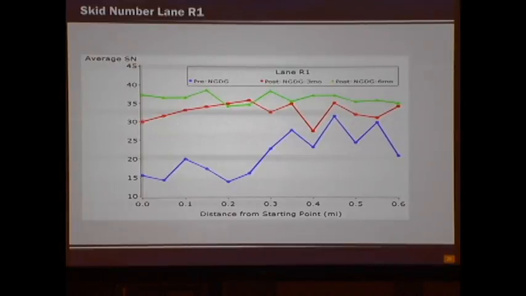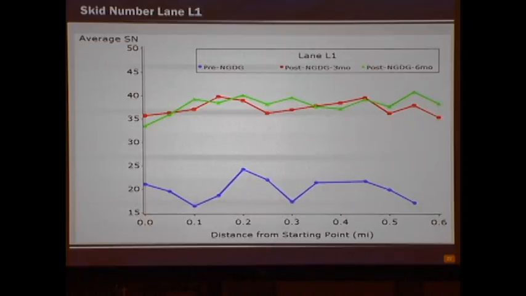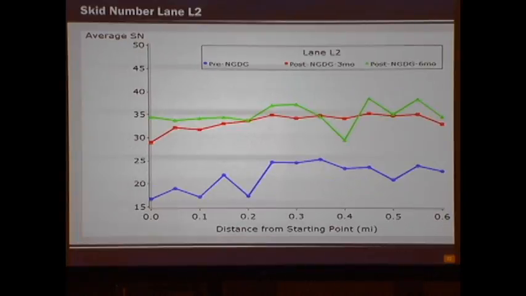The blue line, what you see, is the pre-next generation diamond grinding, and the skid number averages around 20. At 3 months and 6 months, it increases almost double in this instance, which is huge. So the increase for the skid number on lane R1 is what we are looking for. Lane R2 is a little bit less of an increase, but it still is an increase. Lane L1, again, we have almost double the skid number increase, and lane L2 is also the same.